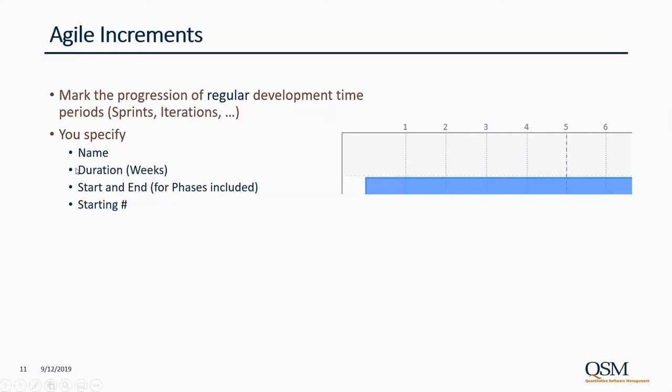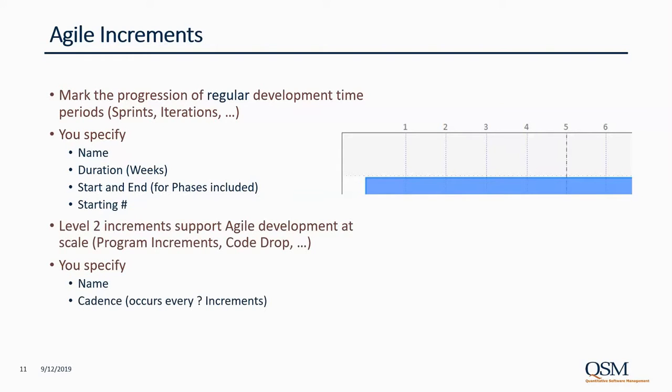You can also set the starting number. It doesn't have to be sprint number 1. Maybe you've done a release after 6 months of work and you ended at sprint 14 and you want to start the next release with sprint 15. You can do that as well. The level 2 increments, again, support some other kind of grouping of increments, and you can specify the cadence for those and the name as well. So pretty simple.